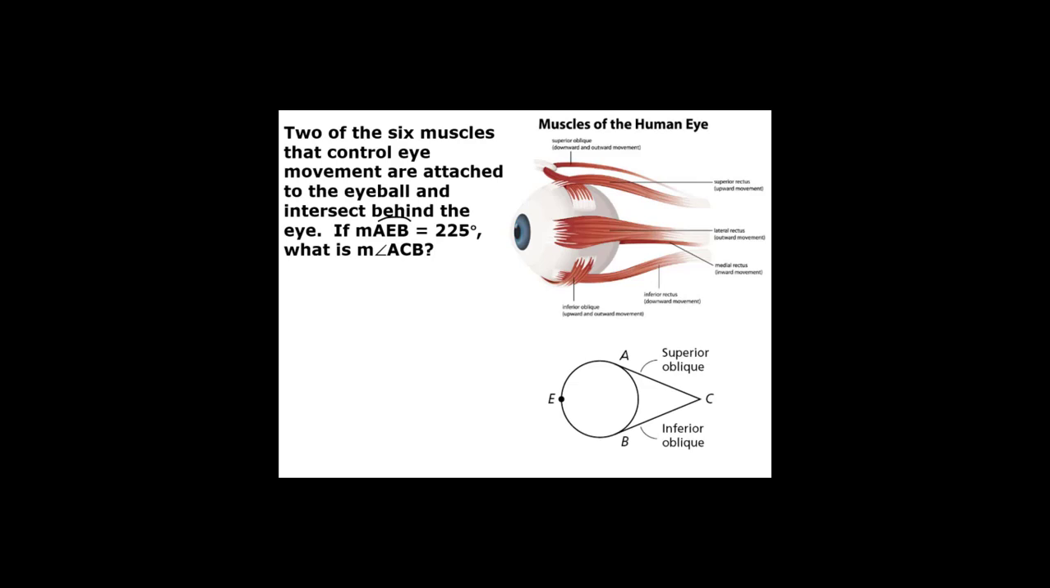Two of the 6 muscles that control eye movement are attached to the eyeball and intersect behind the eye.